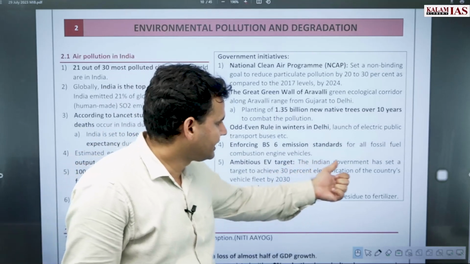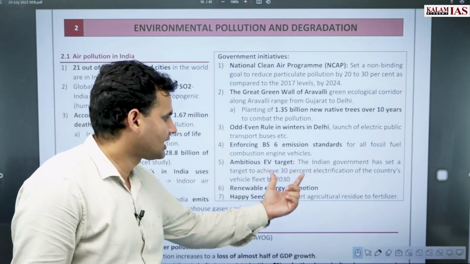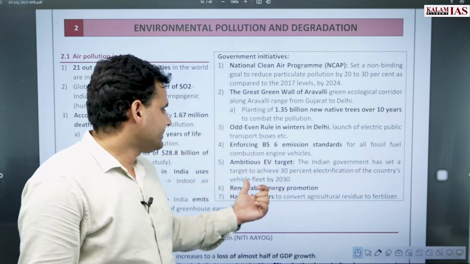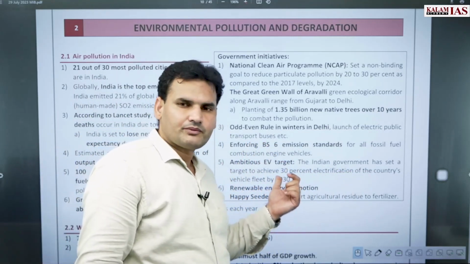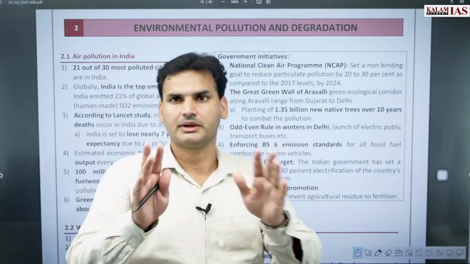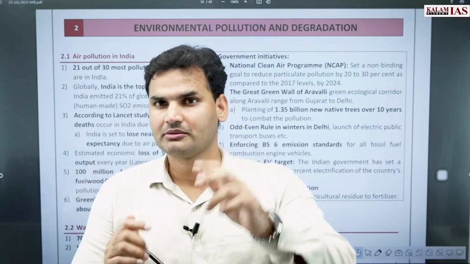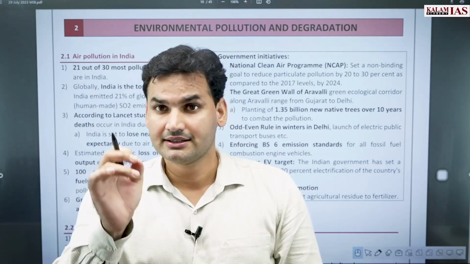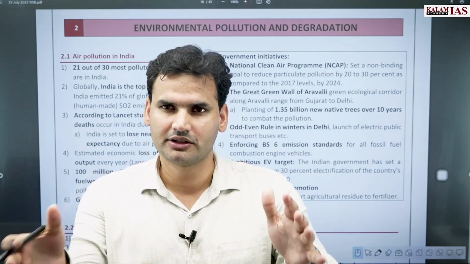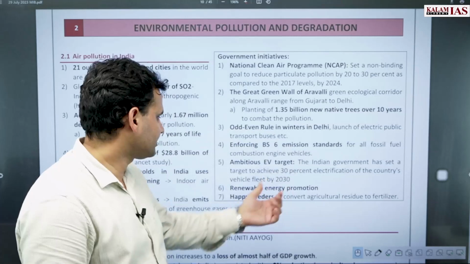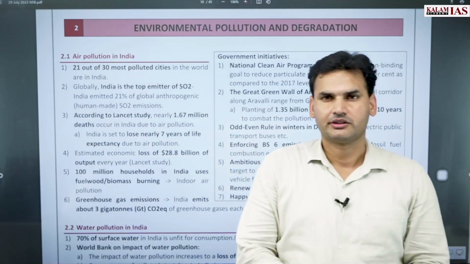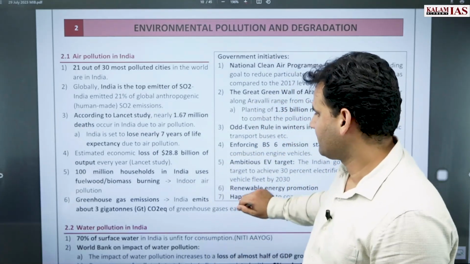EV targets, yes. The Indian government has set a target to achieve what? 30% electrification of the country's vehicle fleet by 2030. So 30% electrification by the year 2030. अभी हमने कुछ देर पहले एक और 30 by 30 framework पढ़ा था. That is, by the year 2030 at least 30% of the world's lands and waters should be conserved. So similarly आप याद रख सकते हैं इसको. Also we have what? Happy seeders to convert agriculture residue into fertilizers.